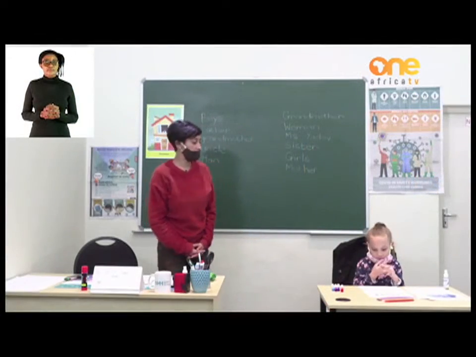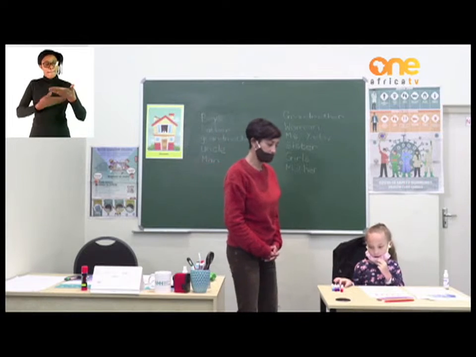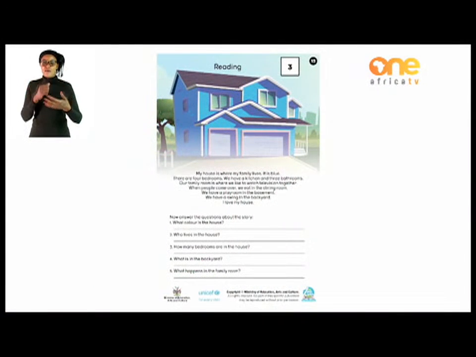Let's go to page 15. What do you see on that page? We see a big blue house. So what must we do on that page? We have to read the story and answer the questions that follows. So let's read there. My house is where my family lives.